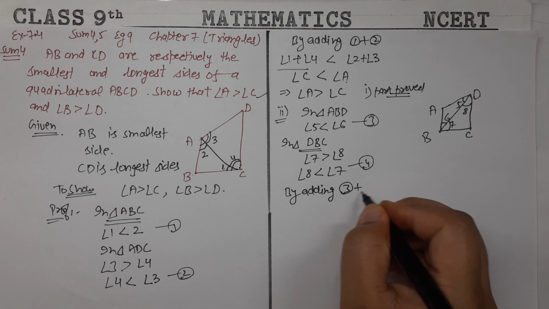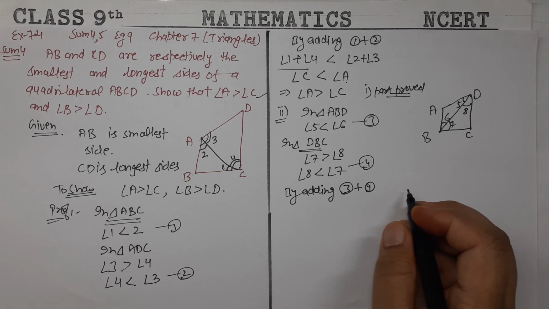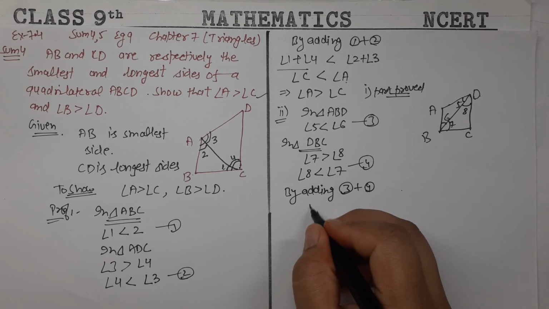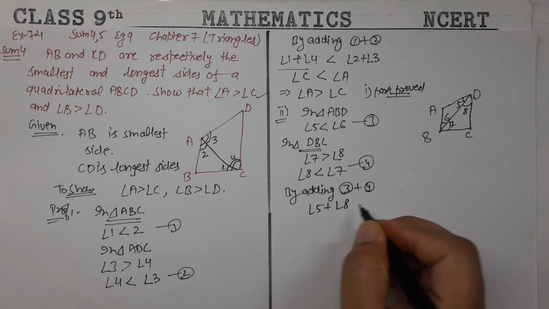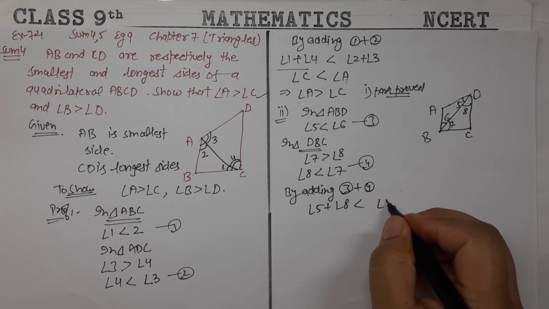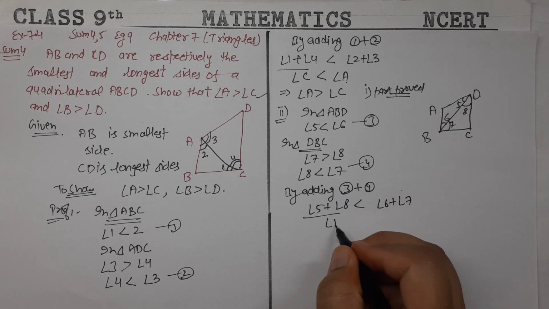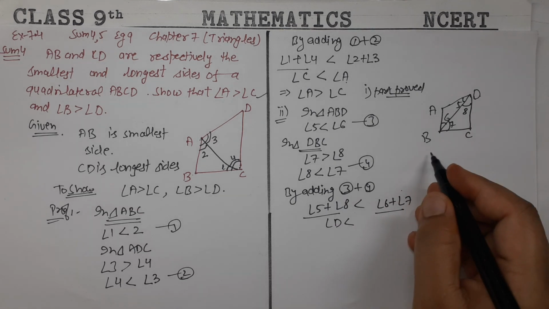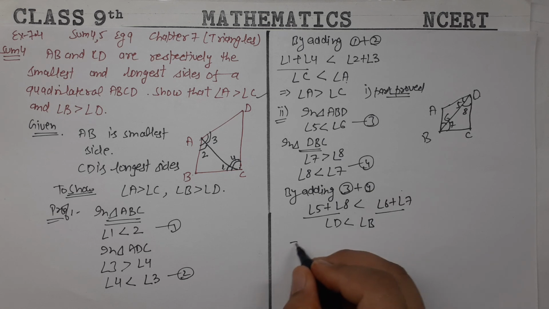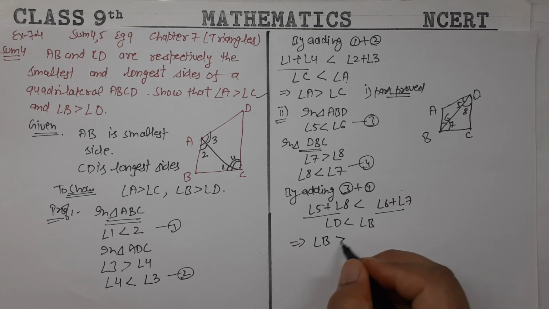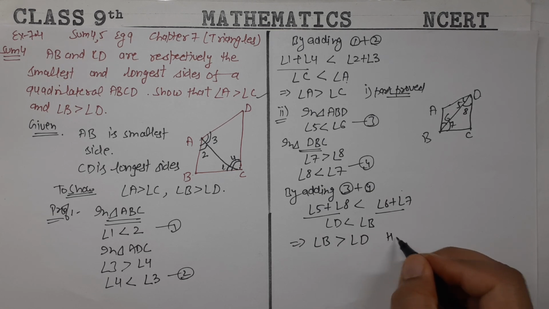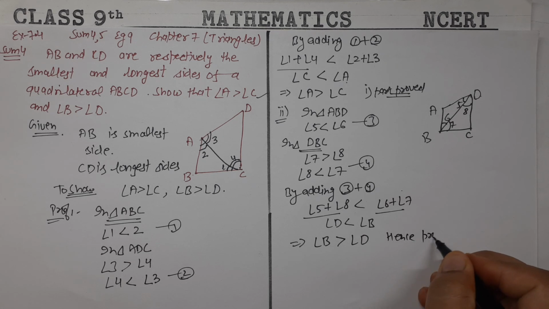By adding 3 plus 4 makes 5 plus 8, angle D, which is less than angle B. That means angle B is greater than angle D, hence proved.